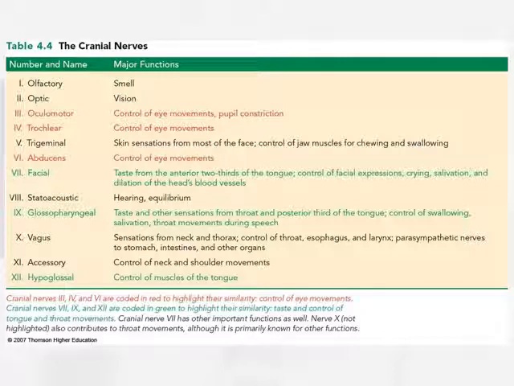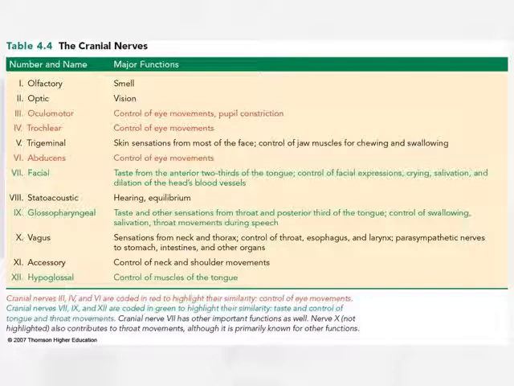The cranial nerves, we have 12 cranial nerves. The first cranial nerve is the olfactory cranial nerve, which is responsible for the smell. The second is the optic, which is responsible for the vision. Third, fourth, and sixth cranial nerves, oculomotor, trochlear, and the abducens cranial nerves, are responsible for controlling the eye movement.